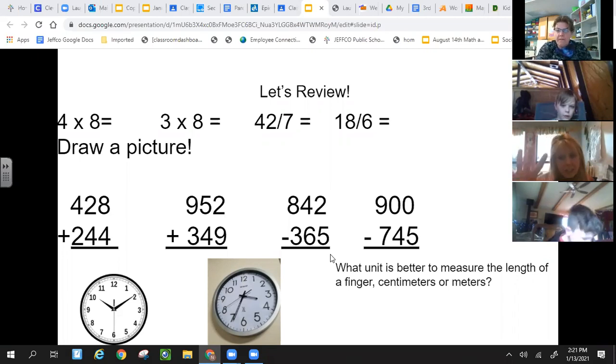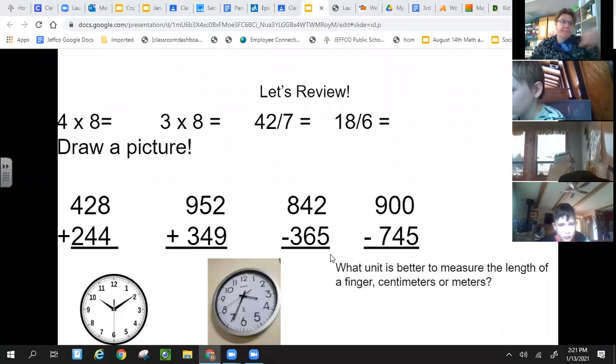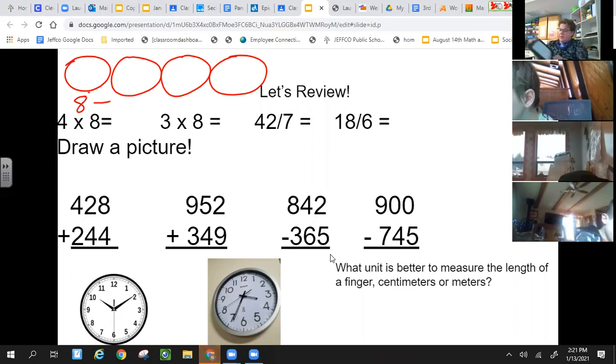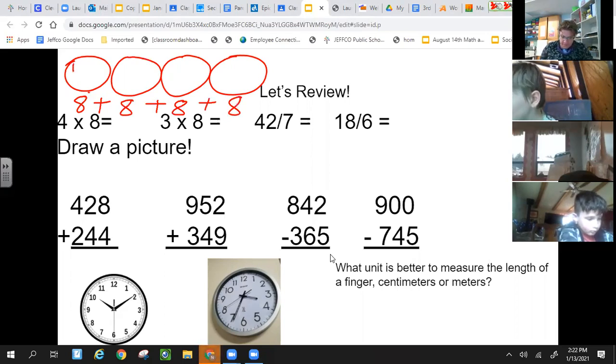So we're going to draw 4 circles and put 8 mini circles inside of them. Yep, or you could do dots or you could do tally marks. So let's all do it. Let's draw our 4 groups of 8. So you would draw 1, 2, 3, 4. I want to know what 4 times 8 equals. That's the same thing as saying 4 groups of 8. Remember, it's repeated addition: 8 plus 8 plus 8 plus 8. I'm going to draw a picture to make sure I get this right.